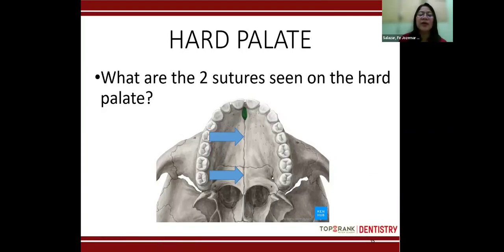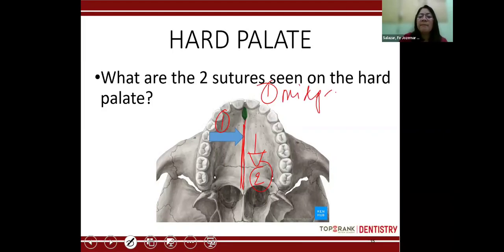Okay, sorry, mali yung isang arrow ko. Okay, palitan natin. Ito. Yan. So ano yung one at ano yung two? Okay, what is this suture called? Okay, you call that, yes, very good, mid-palatine suture. Kasi it's between the two palatine shelves or the two lateral palatine processes. Tama? Okay, uniting the two processes of the maxilla.